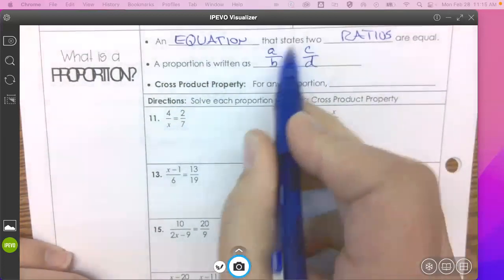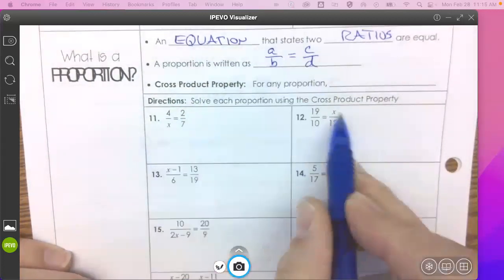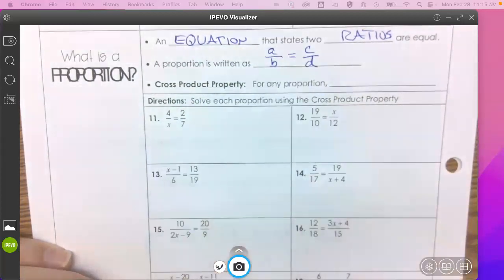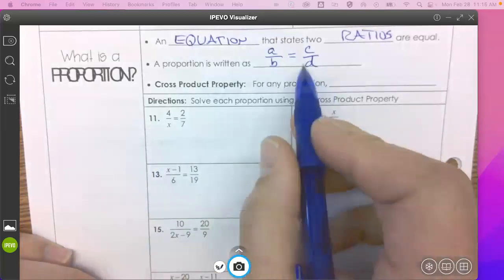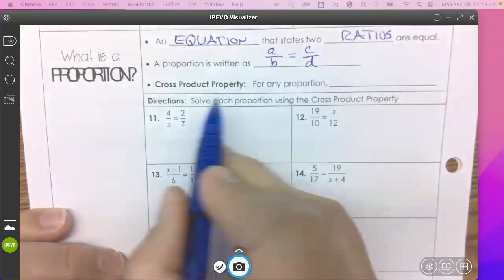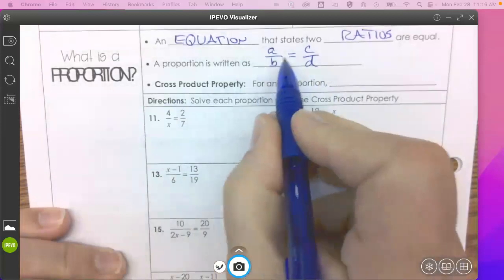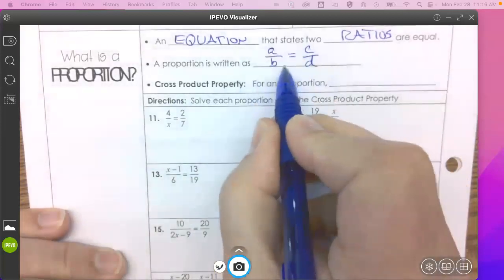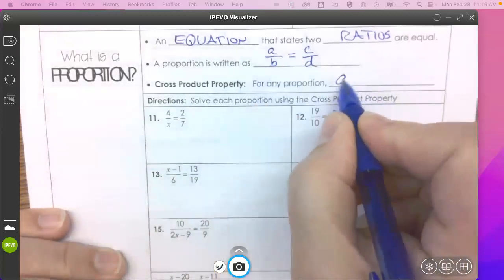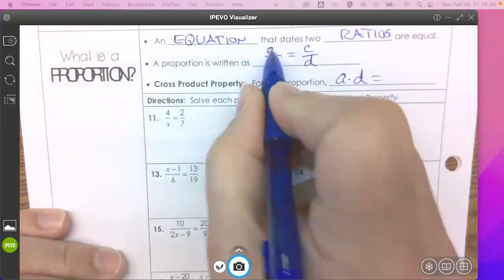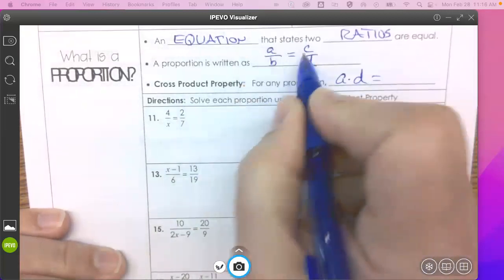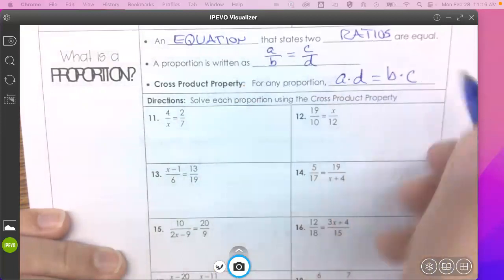Once we get this equation, it's going to have some x's in it, for example. What we'll then be doing is solving that. And the primary tool we're going to use is something called the cross product property, which says that if this is true, then A times D, cross product, is equal to the other cross product, B times C.